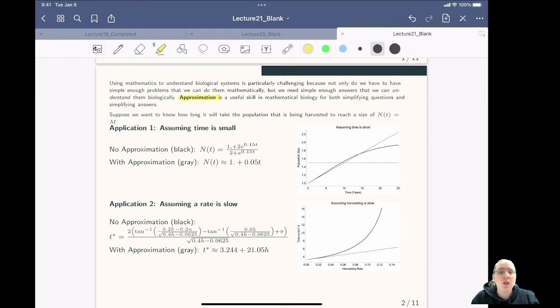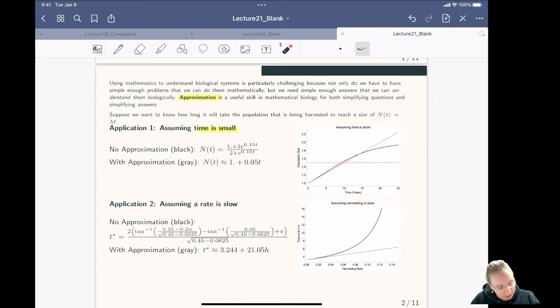All right, so there are two different ways that approximations tend to come up in biology. The first one of them is to approximate a function, assuming, for example, that time is small. So as an example of where this comes up, suppose that you have a population that is growing, a population of size n of t, and you are harvesting it. Harvesting can refer to hunting or fishing or actual harvesting of plants. So suppose you're harvesting a population of size n of t, and you want to know how long does it take for the population to reach a size of m.